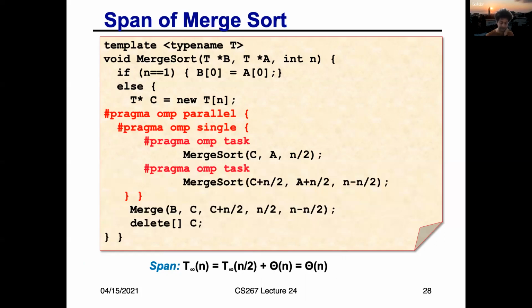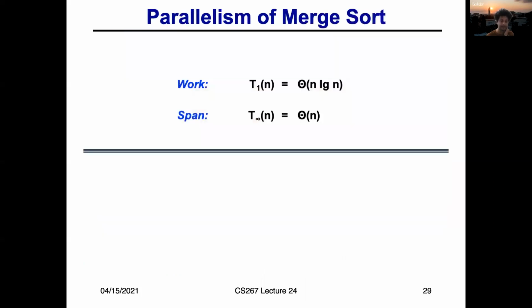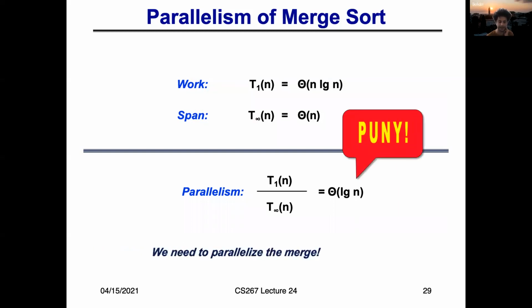So the parallelism in my problem, which is the serial work divided by the critical path, is pretty small. The work is n log n, and the critical path or span is order n. So I have only log n parallelism. And as you know, log n is not that small for a large data set, but for today's parallelism limits, given how many cores we have and the GPU's parallelism, it's very small. So we need to parallelize the merge step. How can we do that efficiently?